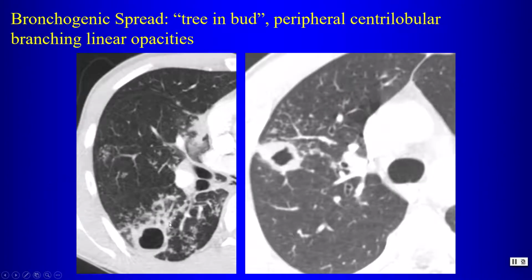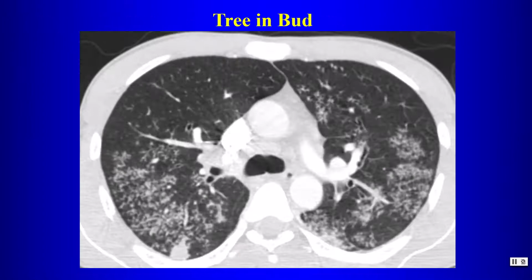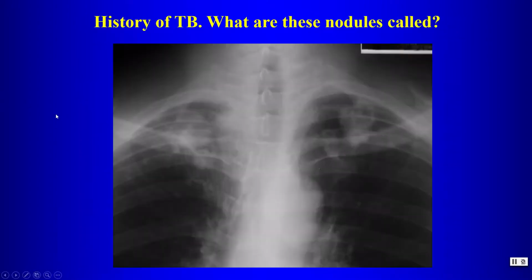And here's a nice example where we have a cavitary lesion, and adjacent to it we have tree and bud opacities. So this represents bronchogenic dissemination of the tuberculosis. Tree and bud is an indication of infectious bronchiolitis, and although any organism can do it, we certainly need to consider tuberculosis in our differential diagnosis.